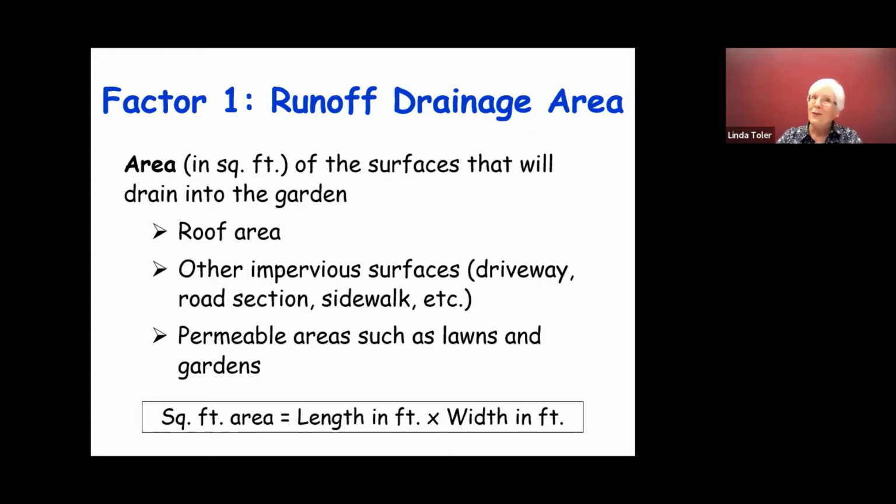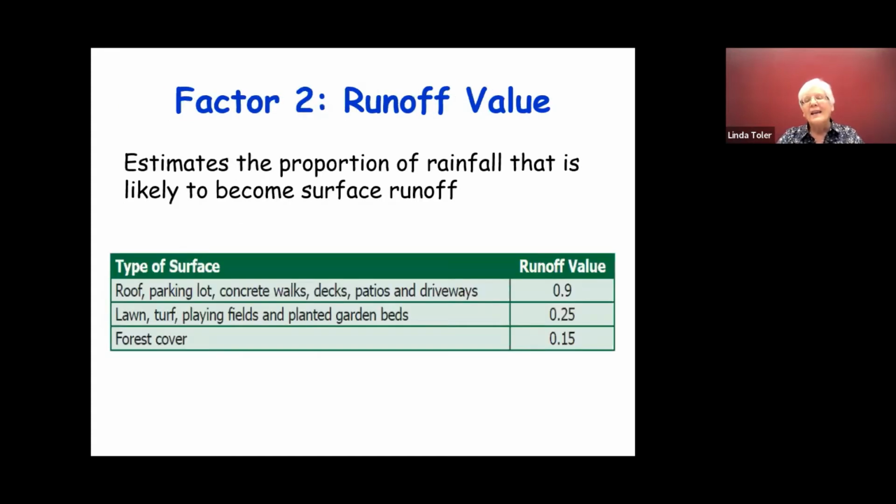And remember, square feet is just length times width, not rocket science. So once you have the square footage of the areas that will be draining into your rain garden, the next thing you need to think about is how much of that water is actually going to make its way into the rain garden. And hydrologists have given us some numbers, they call them runoff values, that we can use to calculate how much of that runoff is actually going to make it to our rain gardens.